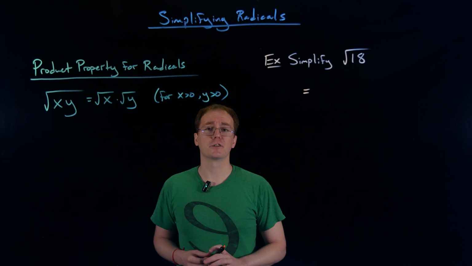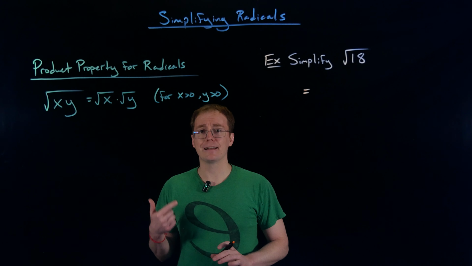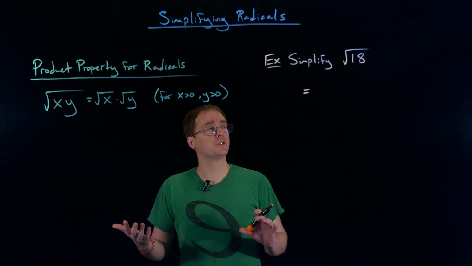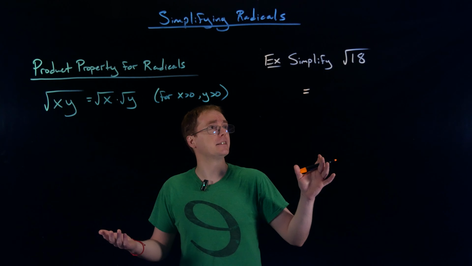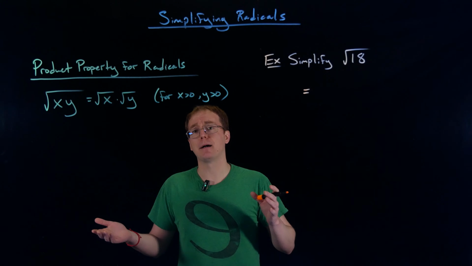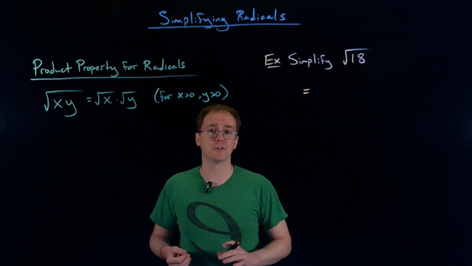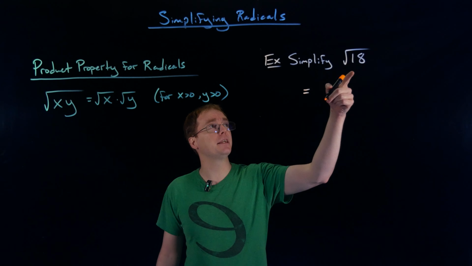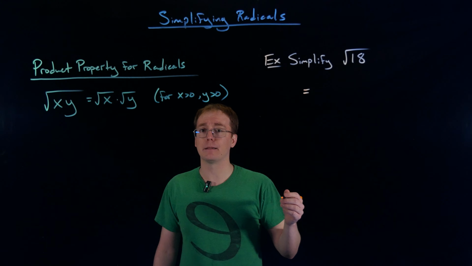So some of our early perfect squares are like 4, 9, 25, and 36. And so we think, are any of those numbers factors of 18, or is 18 divisible by any of those numbers? And if we think through it, 9 should be the one that jumps out at us. We can think of 18 as 9 times 2.